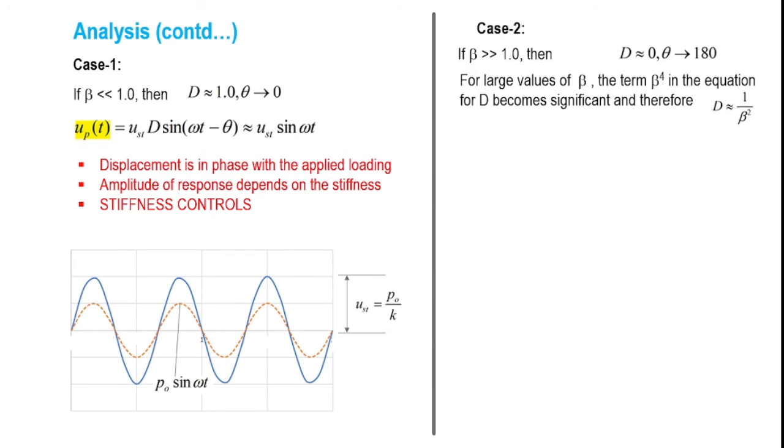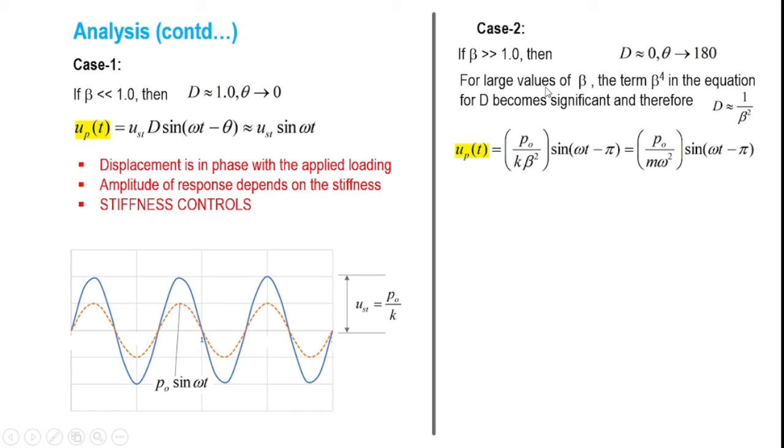Now let us go for another case, that is beta very much higher than 1, which means that the excitation frequency is very much higher than the natural frequency, which means that we are talking about a very rapidly applied load. So if we substitute a scenario beta very much greater than 1, then we obtain D tending to 0 and theta tending to 180 degrees.